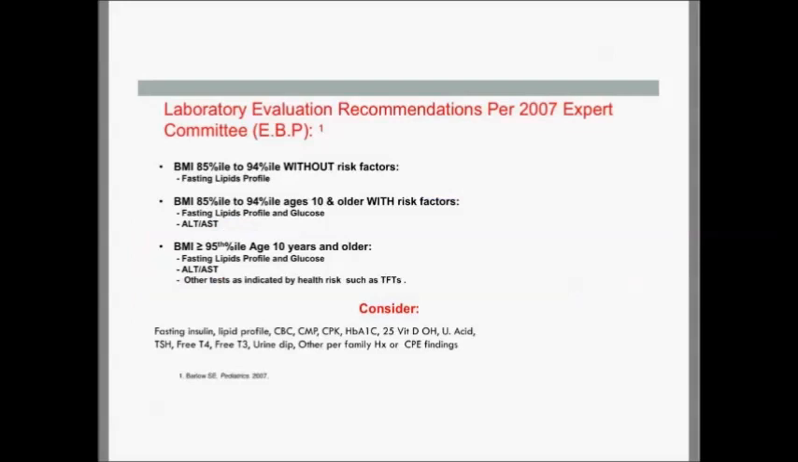All right, and now we're moving on to lab values. So if we're going to look at the expert panel recommendations from 2007, as far as lab work goes, they're actually very minimal. 85 to 94% BMI without risk factors, they recommend fasting lipid profile. 85 to 94th percentile, ages 10 and up with risk factors, they recommend fasting lipids and glucose, and then ALT and AST. And then for BMI greater than 95th percentile, fasting lipid profile and glucose, ALT, AST, and other tests as shown or indicated by health risk, such as thyroid function tests.